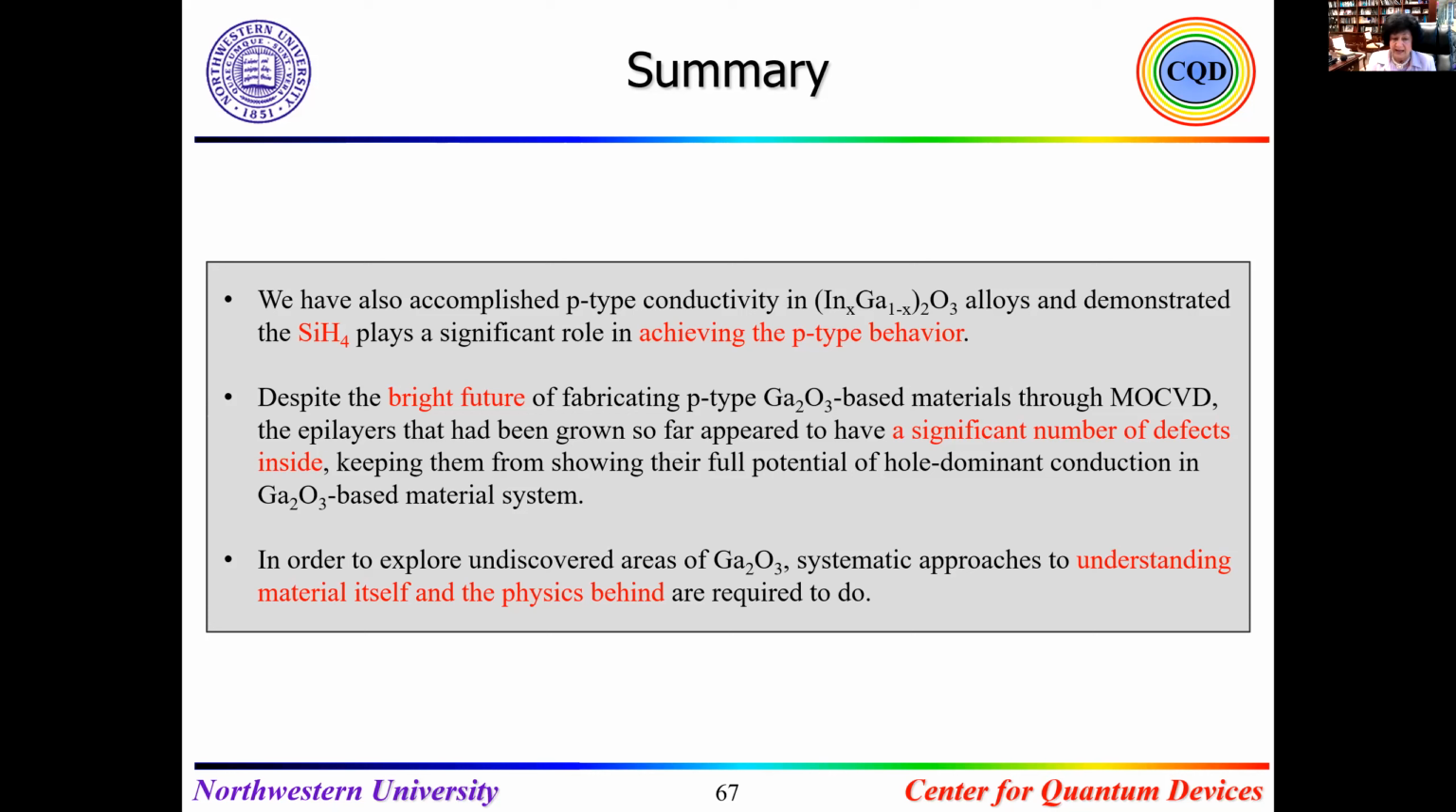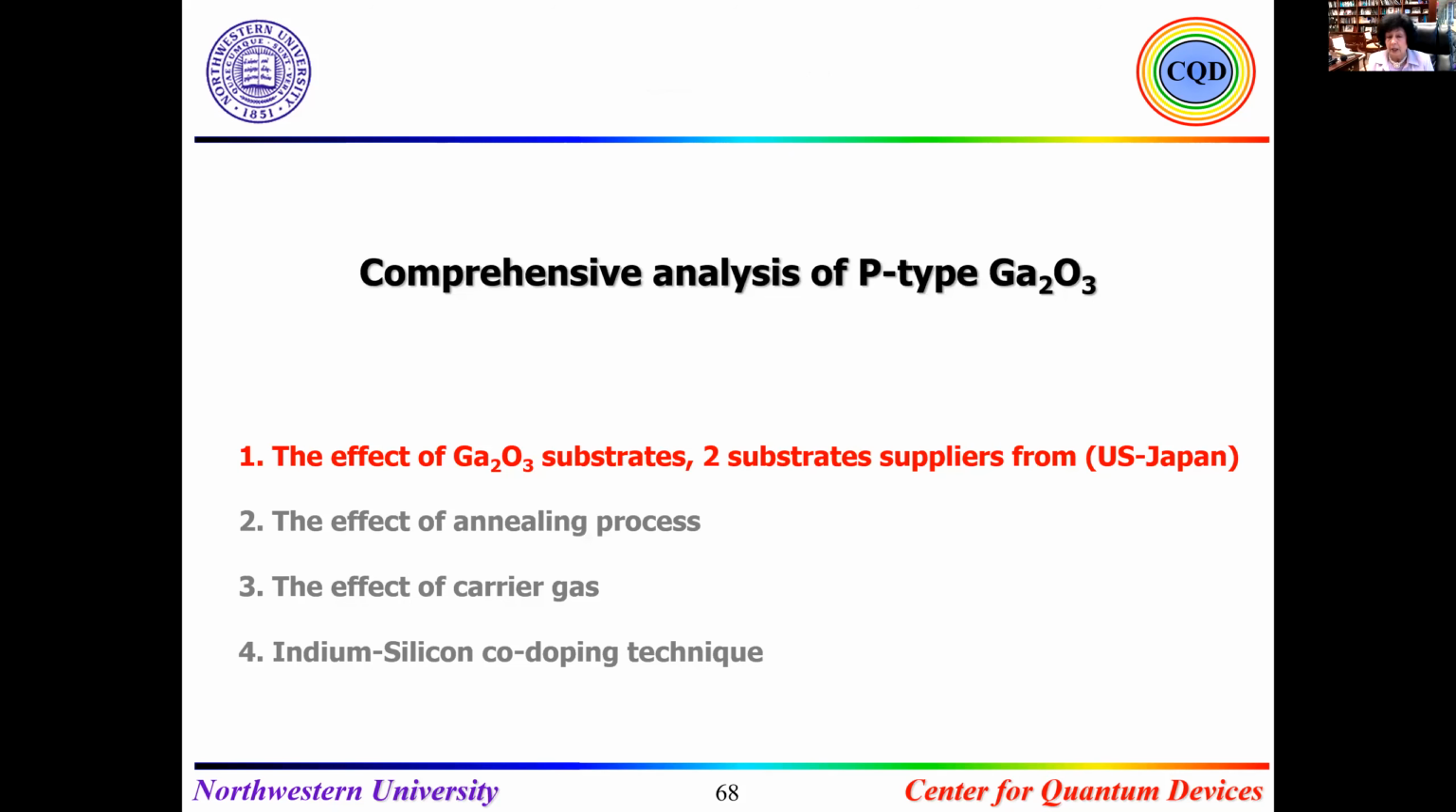So in order to explore this undiscovered area of gallium oxide, a systematic approach to understanding the material itself and the physics behind is required. So for that, I try to do a comprehensive analysis of the p-type gallium oxide, similar to the aluminum nitride and gallium nitride, where I worked to understand and eliminate the defects, eliminate the yellow peak, and have the excellent result that I demonstrated. And at the same time, p-type in aluminum gallium nitride was developed by my group, and that is my patent. So similarly, I try to do it here.